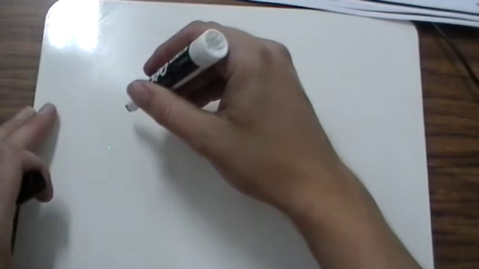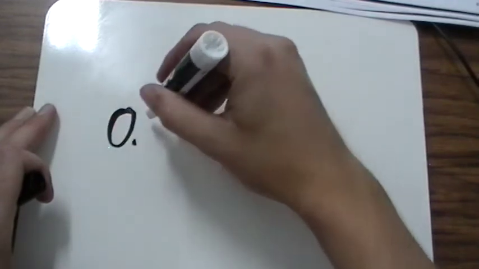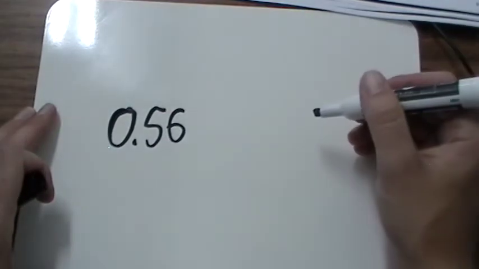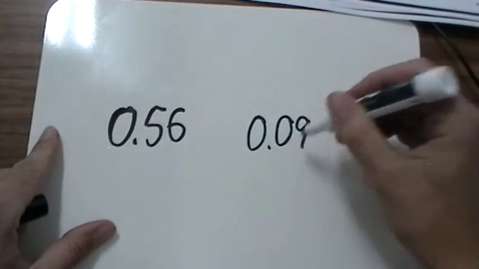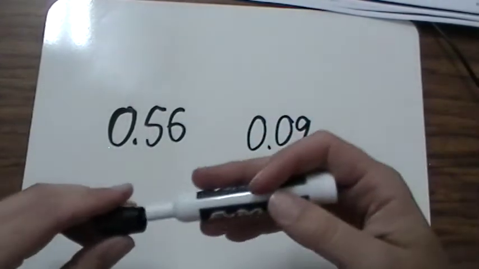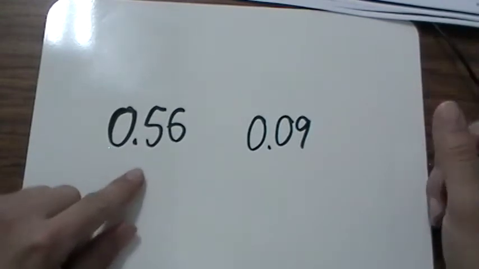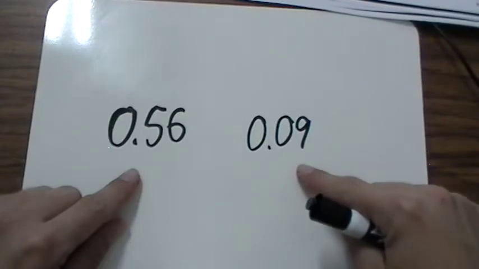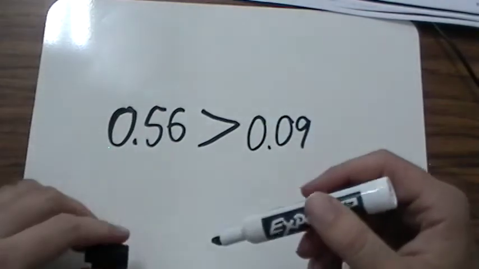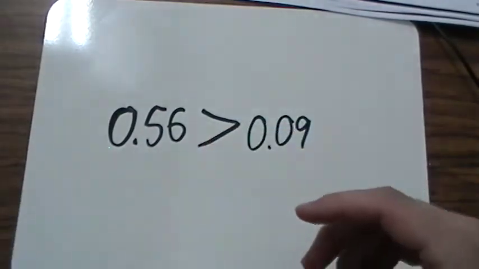All right, let's do one more. Ready? 56 hundredths. 9 hundredths. You can think of decimals like money. 56 cents. 9 cents. Now I can see this one is obviously the bigger one. Nicely done.